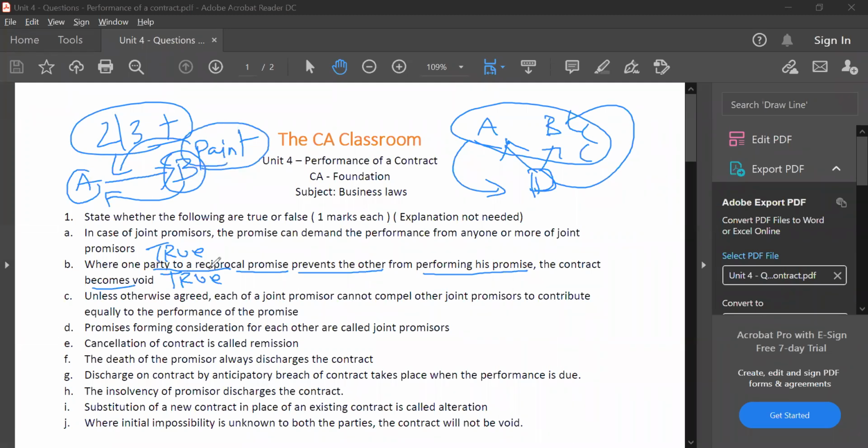So we have one party to a reciprocal promise. What do you mean by reciprocal promise? A has asked B to paint the house. B is going to paint the house. In return, A will make payment to B. So reciprocal, each is promising one work to the other person. Prevents the other person from performing his promise, the contract becomes void. Yes, contract will become void. B can claim any compensation from A for his time which has been wasted.